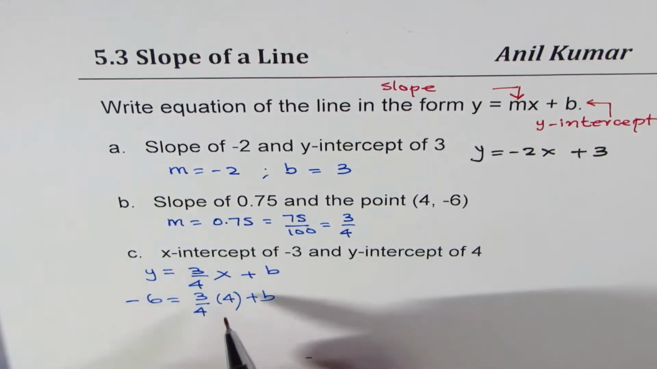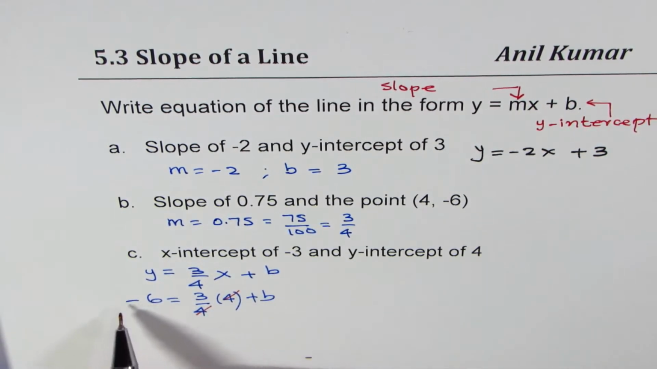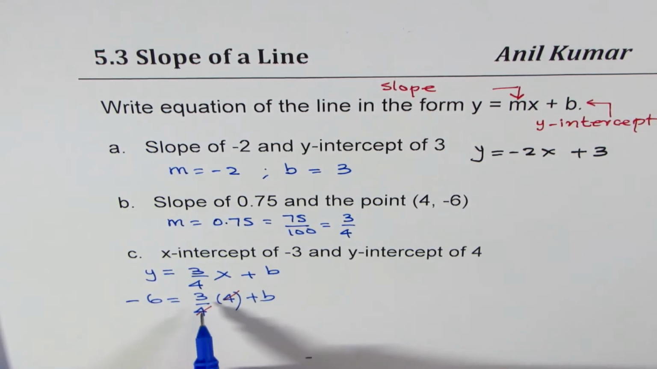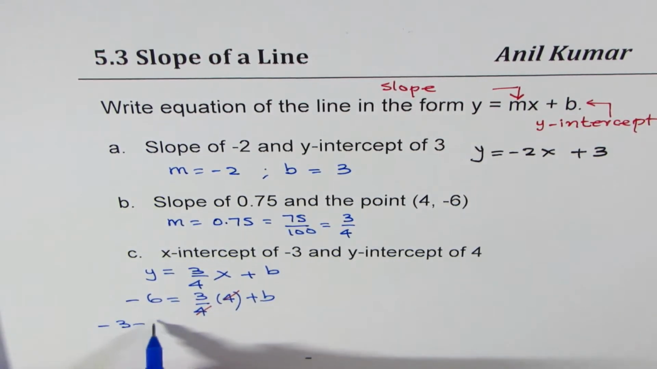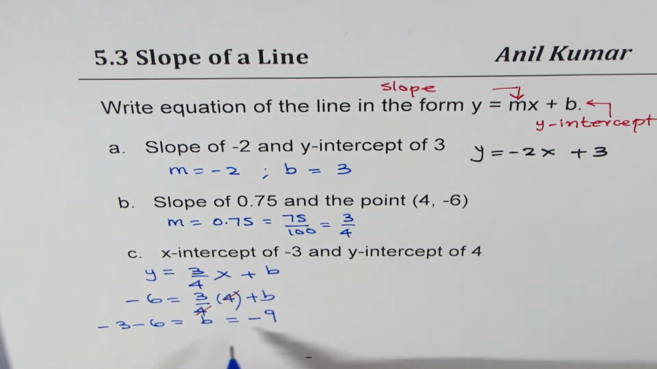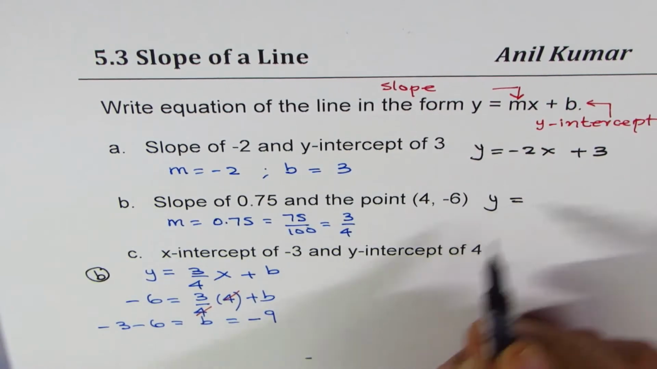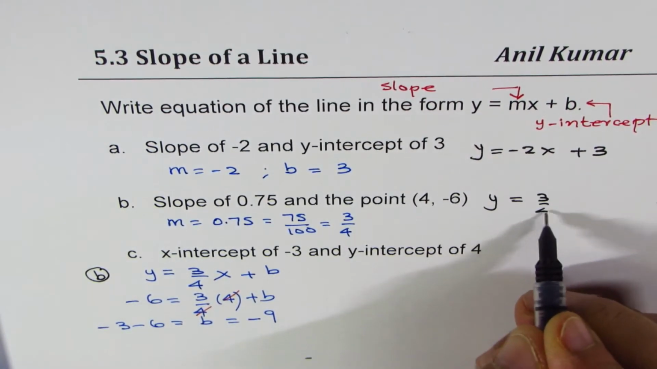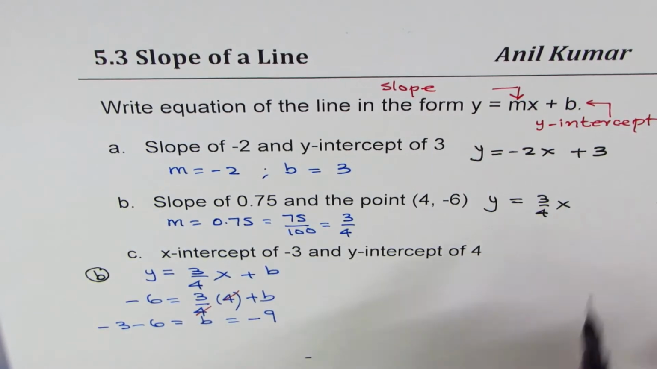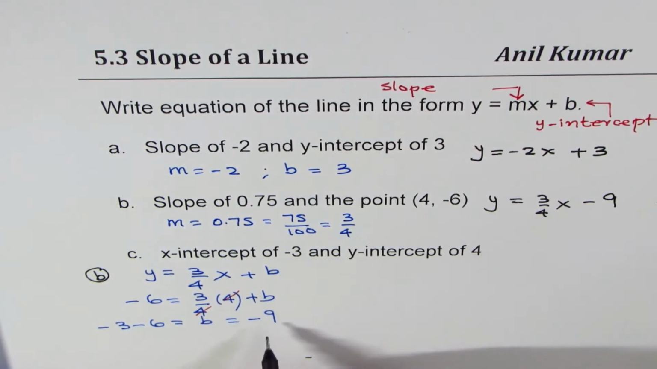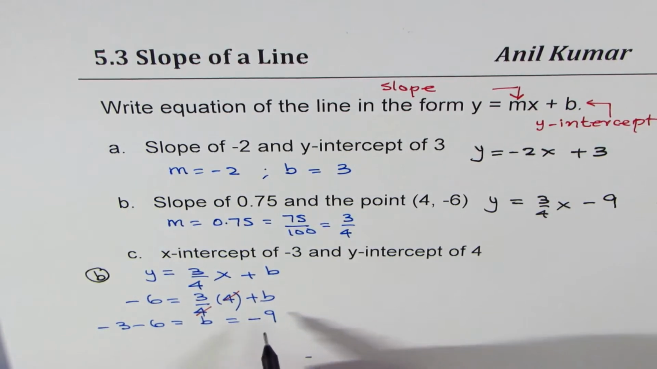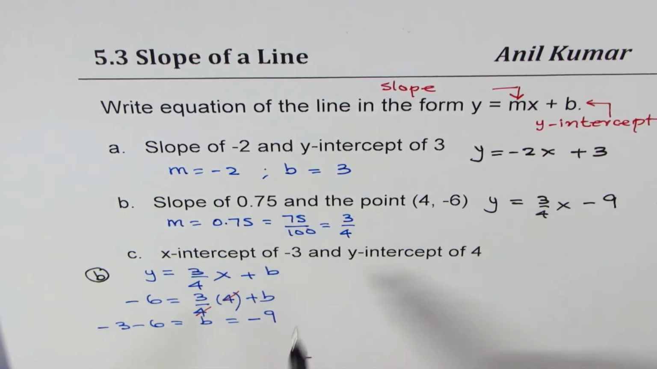Now 4 divided by 4 is 1. So we are left with minus 6 equals 3 plus b. So we can take 3 to the left side. So we get minus 3 minus 6 equals b. That means b is minus 9. Once you know b, you can write the equation, right? All this we did for part B. So now we can write the equation of the line as y equals 3 over 4 x, and the value of b is minus 9. So I hope this process is absolutely clear. In many situations you will be given slope and a point, right?